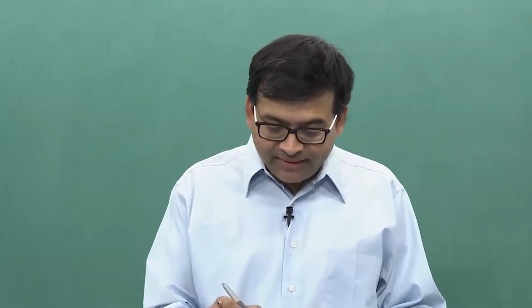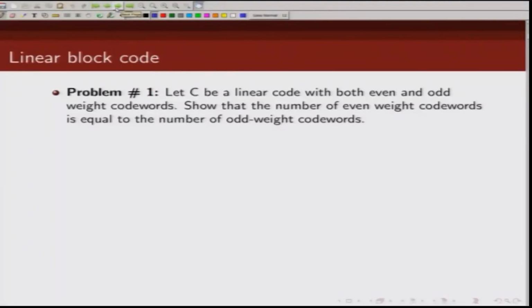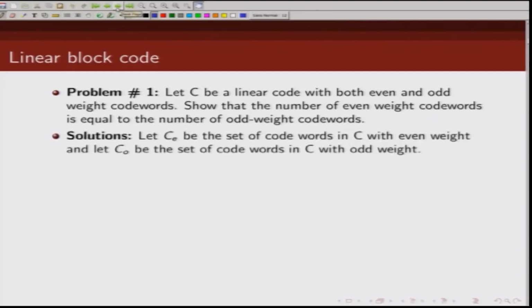So the first problem that we will look at is: let C be a linear code with both even and odd weight code words. Prove that the number of even weight code words is equal to the number of odd weight code words. So let us denote the set of even code words in C by C sub E and the set of odd code words in C by C sub O.